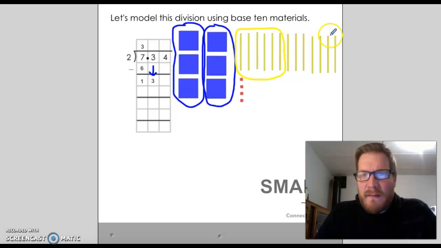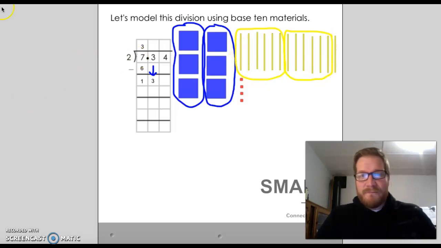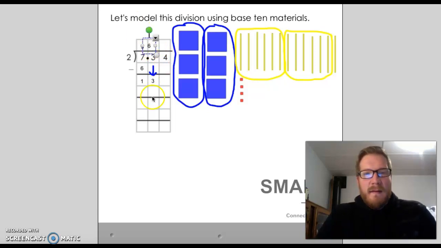Then I have 6 with the 1 left over. So I can make groups of 6, and that's going to give me 12, because 2 times 6 is 12. So then I would write 12 down here.